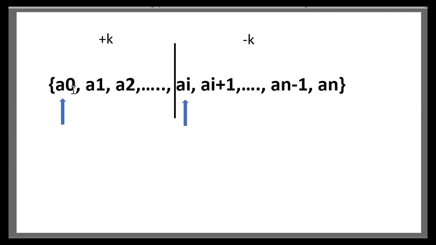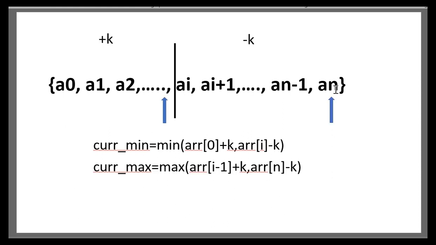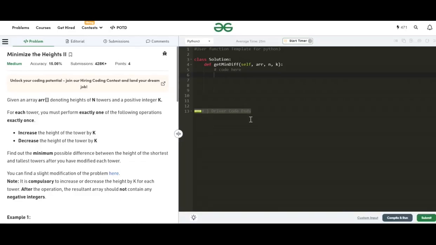Okay, so now we need to check whether a0 plus k is minimum or ai minus k is the minimum one. Okay, so we will take a variable current minimum in which we will be checking this, which one is minimum, and similarly moving forward we need to check the maximum in both the halves also. Maximum can be either this a of i minus 1th value or this an minus k value. So we will check for current maximum value and the answer that we require will be the difference between this current maximum and current minimum.